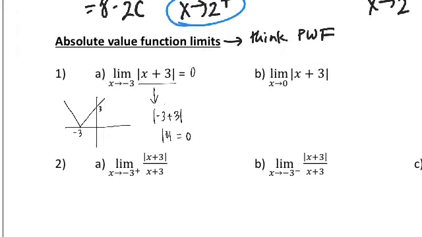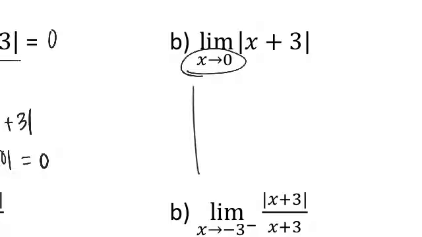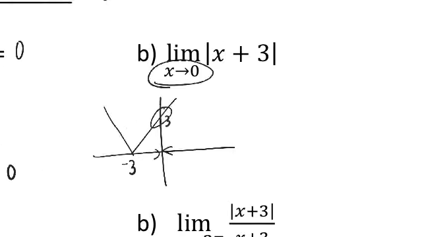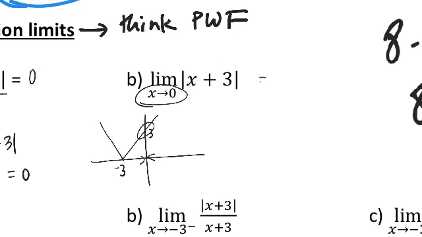Now, I put this in here to show you that with the same function, I could ask a different question, right? I could have this same function, but I could be asking you what's the limit as x approaches 0, right? In which case, from the graph, you can clearly see that it's 3. And if you put in the arrow number in here, you're going to get out 3, right?